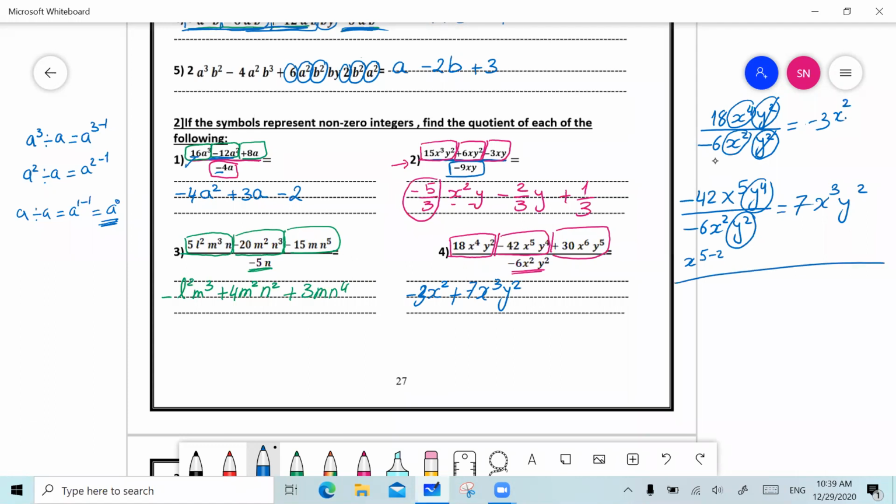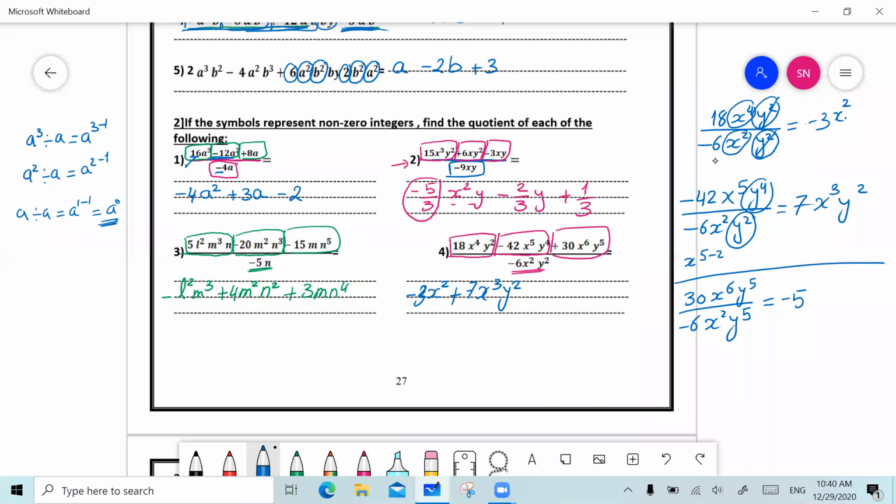The last term is 30, x to the power of 6, y to the power of 5, divided by negative 6, x to the power of 2, y to the power of 5. Again, go and divide the coefficients together. 30 divided by negative 6, this is equal to negative 5.